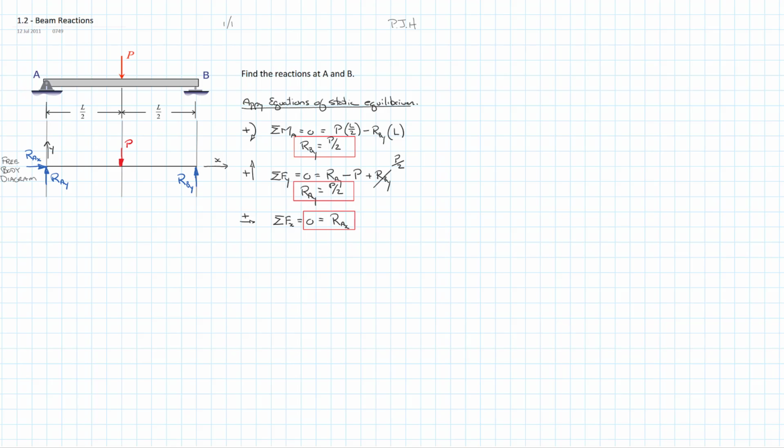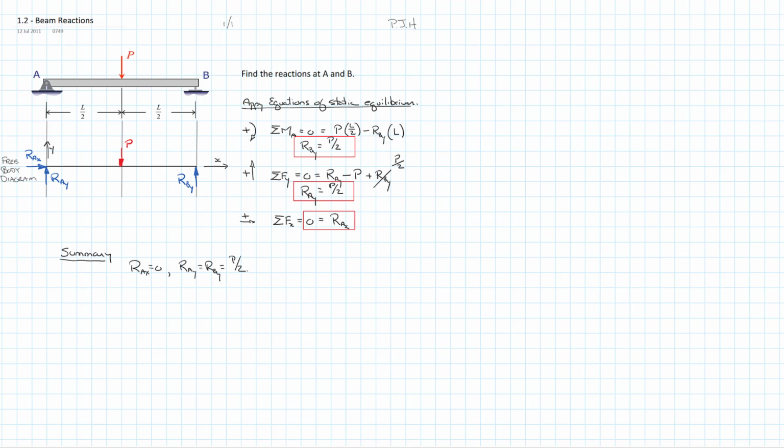Depending on your professor and or your requirement for your reporting and stuff like that, it would not be uncommon to do a summary of results. A little bit trite at this point because it's such a simple solution. In that case, I would probably simply write down RAX is equal to 0, RAY is equal to RBY is equal to P over 2. And with that, we have a fairly logical, well laid out solution to this problem.